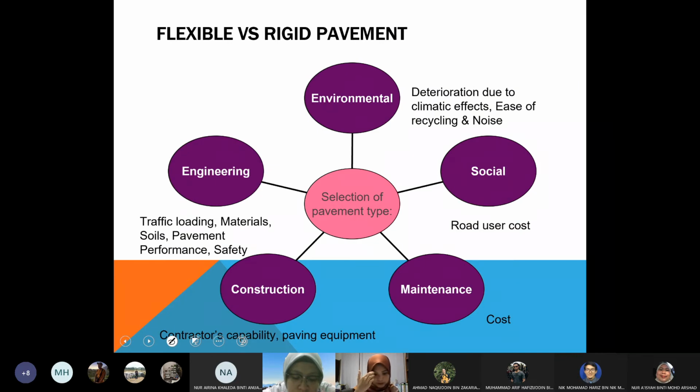Flexible versus rigid. This is the impact between the two. There's the environment, social, maintenance, construction, and also engineering. They all actually came from the previous slide as well. Cuma dia groupkan.